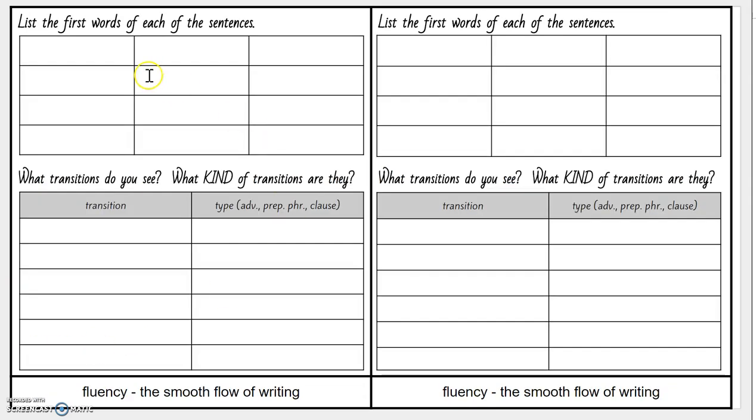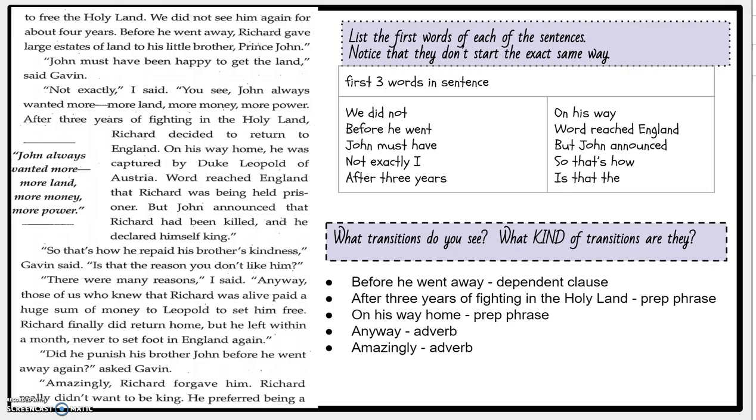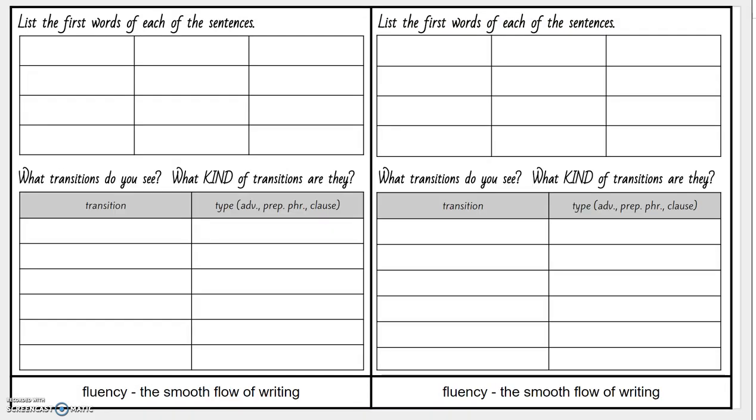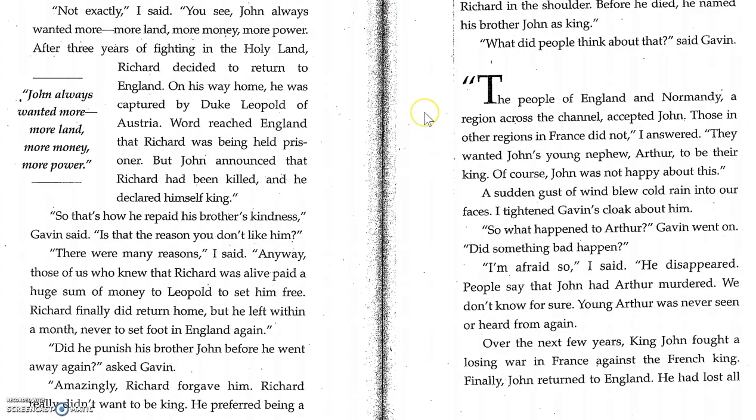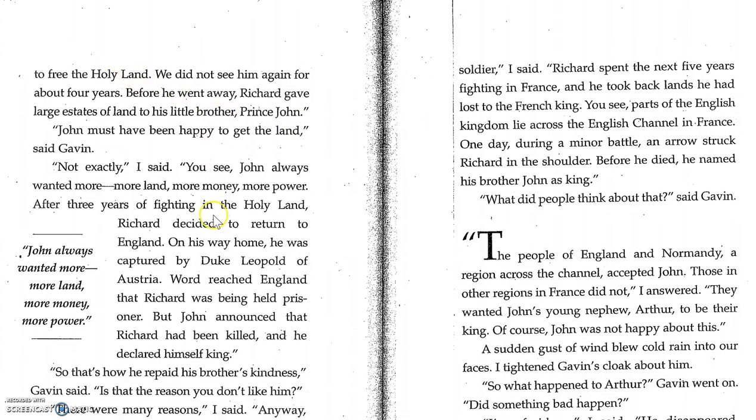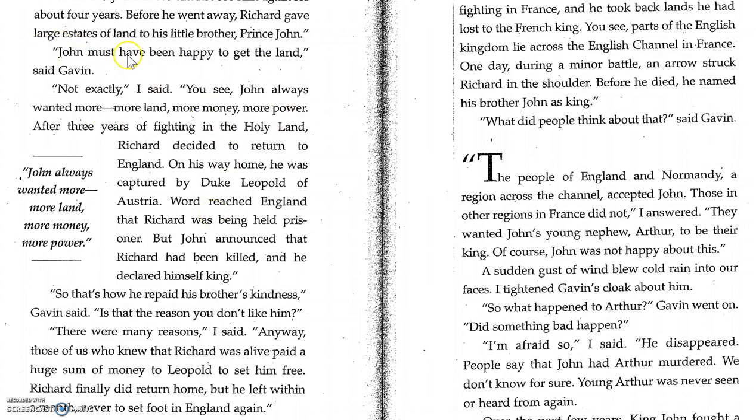And then the last page, you're going to think about fluency. So list the first words of each of the sentences. And we'll stay at the first three words. So you're going to copy the first three words here of sentence one, then go to sentence two, three, four, five, six. And I would like for you on this one to focus on the third page of the story where it starts with "to free the Holy Land" and where it starts talking about John when he finally does get some land. So focus on this page right here.